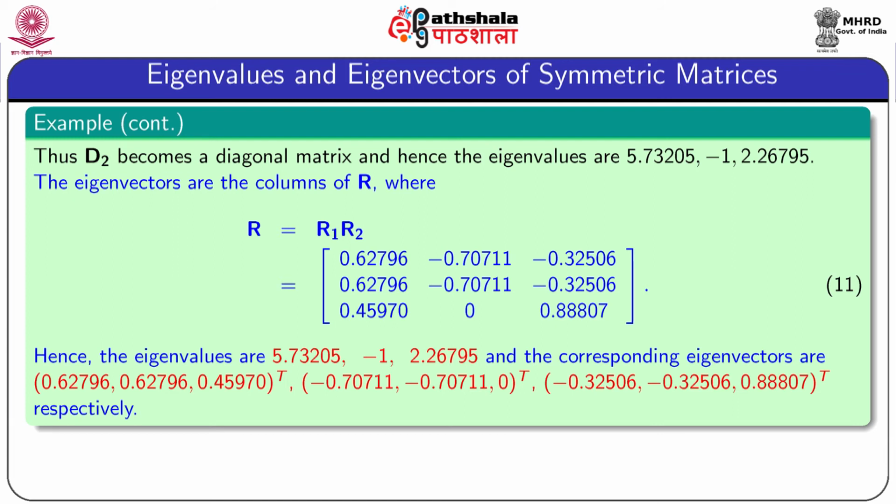First one is 0.62796, 0.62796, 0.45970. This is coming from the first column of the matrix R, and the second eigenvector is the second column of the matrix R, and the third eigenvector is the third column of the matrix R. So, these are the eigenvalues and eigenvectors of the given matrix A.